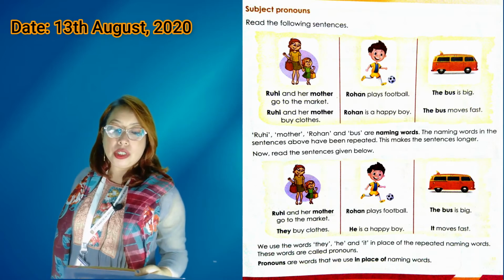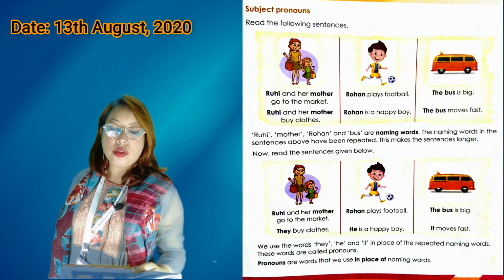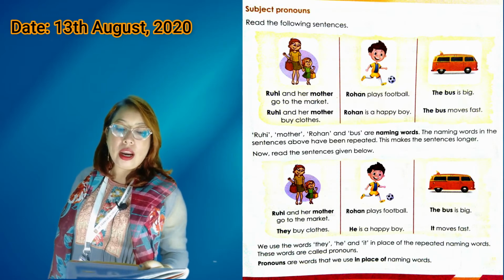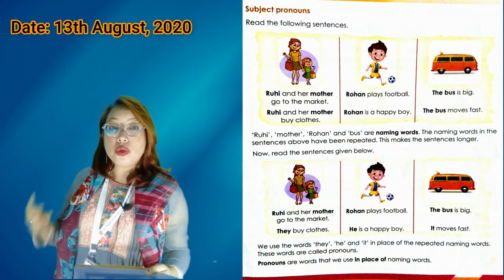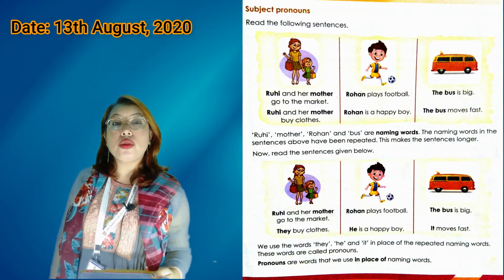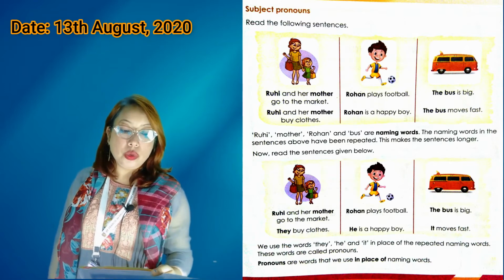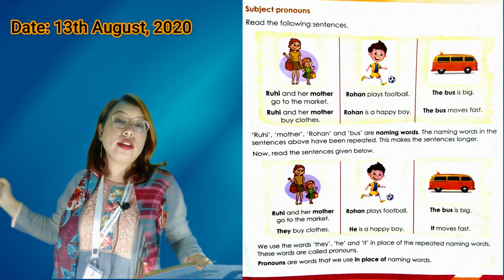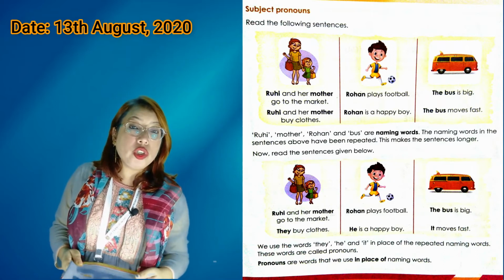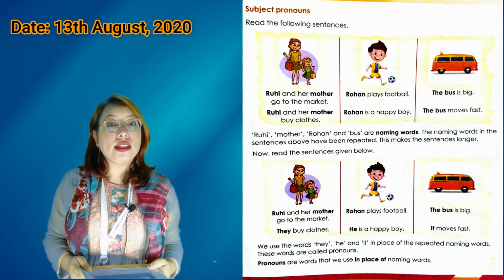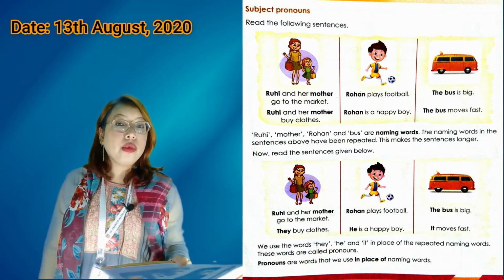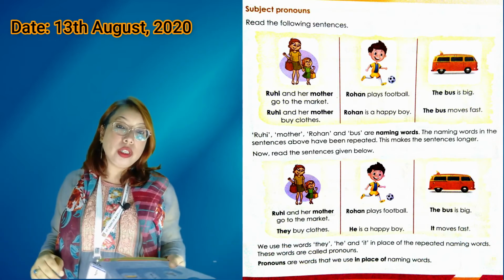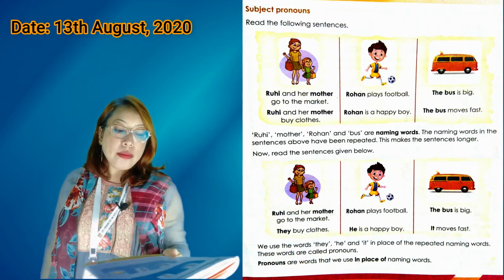See in the first picture, you can see a mother and a daughter. Ruhi and her mother go to the market. Ruhi and her mother buy clothes. So see, 2 times, which words are being used 2 times? Yes, Ruhi and her mother. This is being repeated 2 times and making the sentence very long. So which pronoun should we use in order to join the sentence and make it very clear? Which pronoun? I told you, when there is more than one, when many people are involved, what do we use? Yes, they.